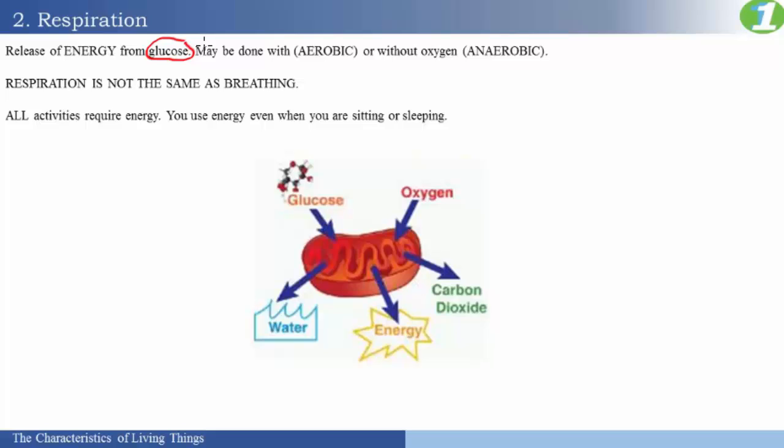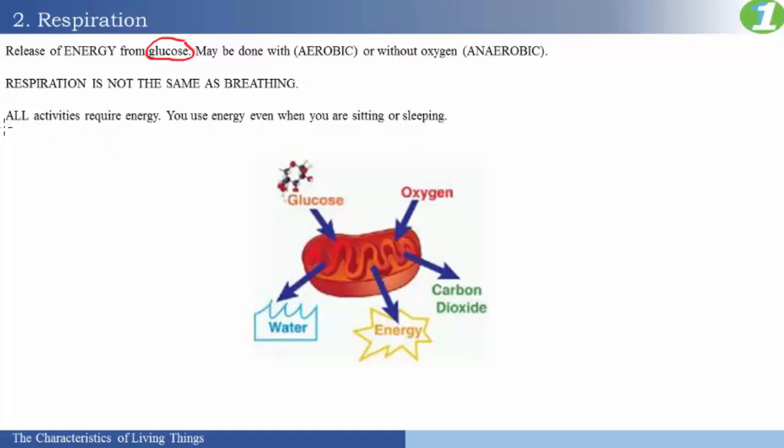That is because the food that you would have eaten, or that you should have eaten, would be broken down, and glucose from the food would be used to release energy. And that is the energy that gives you the strength to do all the activities that you would have been doing in your regular life.